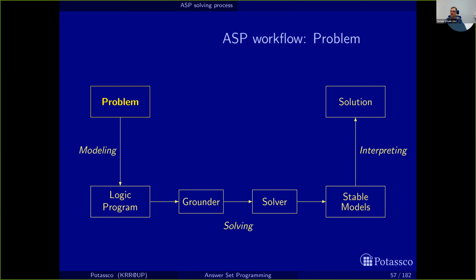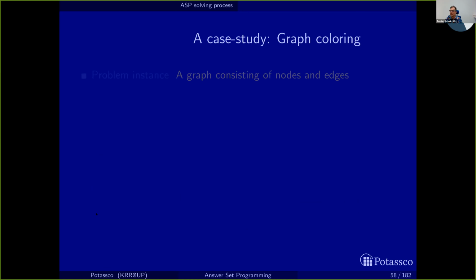Now let's look at a problem and model it that way. The problem we are looking at is just graph coloring. First thing we have to think about is how we divide things up into problem instance and problem encoding. Here, this is easy. The problem instance is a graph consisting of nodes and edges.